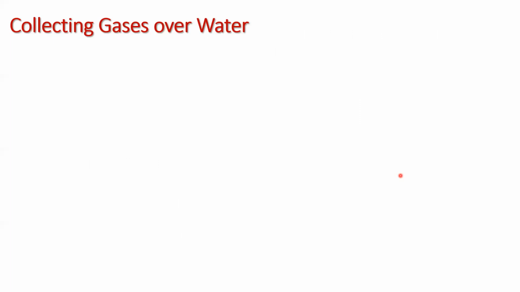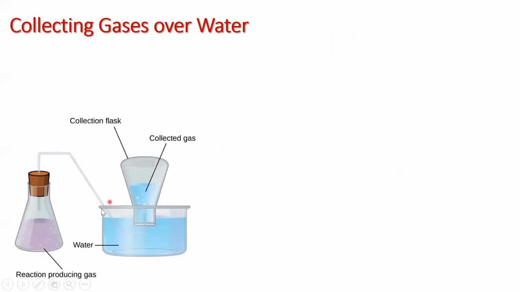Oftentimes when gases are produced in chemical reactions, they're collected over water or by displacement of water. So here's kind of a visual of that. We've got a flask here, and there's a reaction that's taking place in the flask. A gas is being produced. The gas would go through the glass tubing, and it would be collected over here over water or by displacement. So the gas would bubble up through the water, and it would push the water out of the flask and displace the water in the flask.